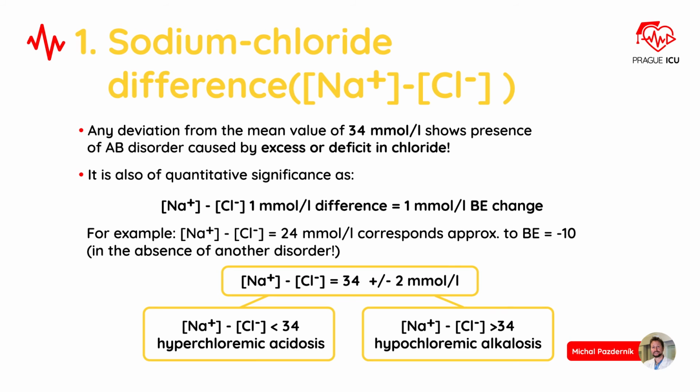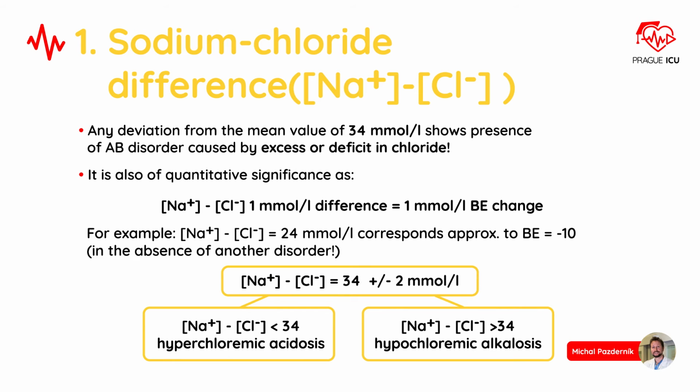First step is to assess the sodium chloride concentration difference, as these ions are predominant in assessing SID. Any deviation from the mean value of 34 millimoles per liter shows presence of acid-base disorder caused by excess or deficit in chloride. It is also of quantitative significance as 1 millimole per liter sodium minus chloride difference results in 1 millimole per liter base excess change.